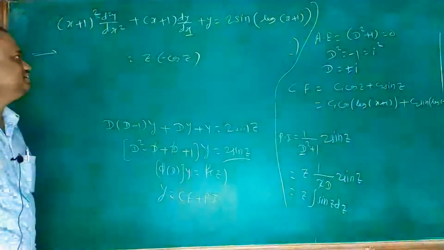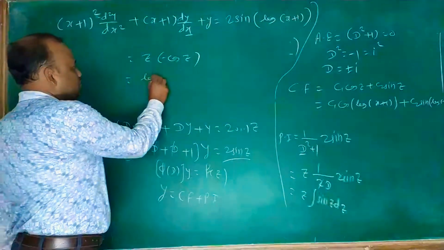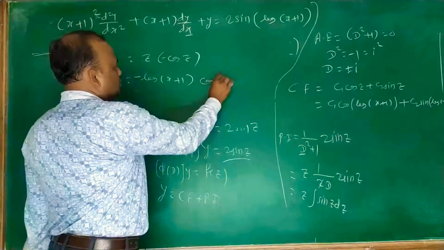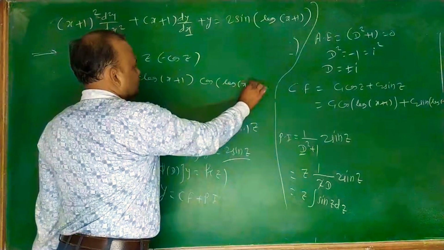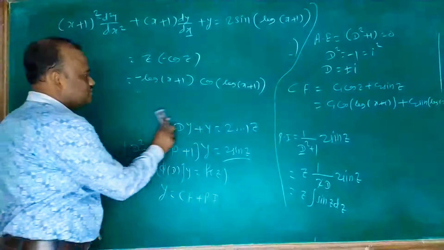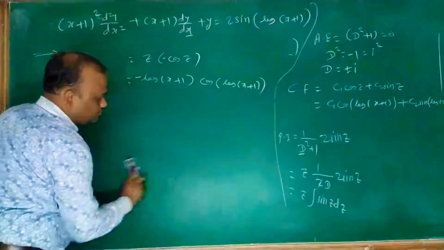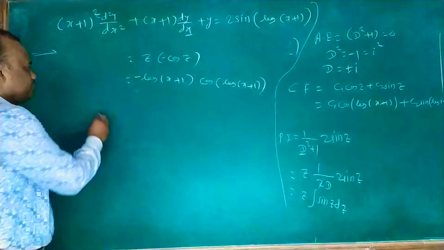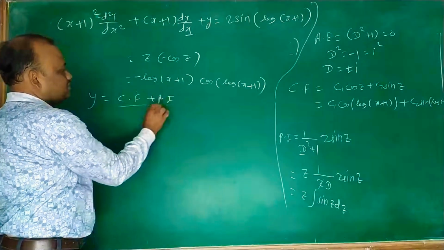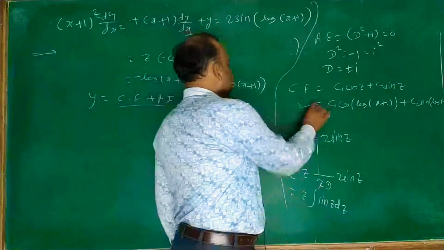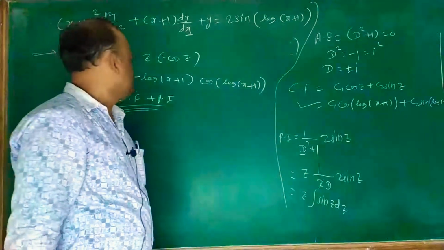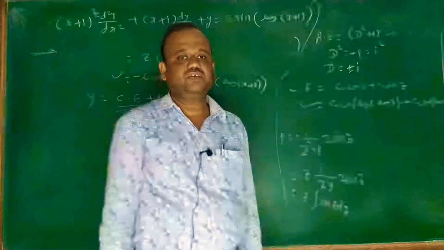Now what is the value of z? z is log of (x plus 1), with this minus sign right here, into cos of log of (x plus 1). So this is the particular integral. Then how do we write the final solution? The final solution is y is equal to CF plus PI. So you write this here, CF is this and PI is this. Take the addition of these two, then we will get the complete solution of the given differential equation. Thank you.